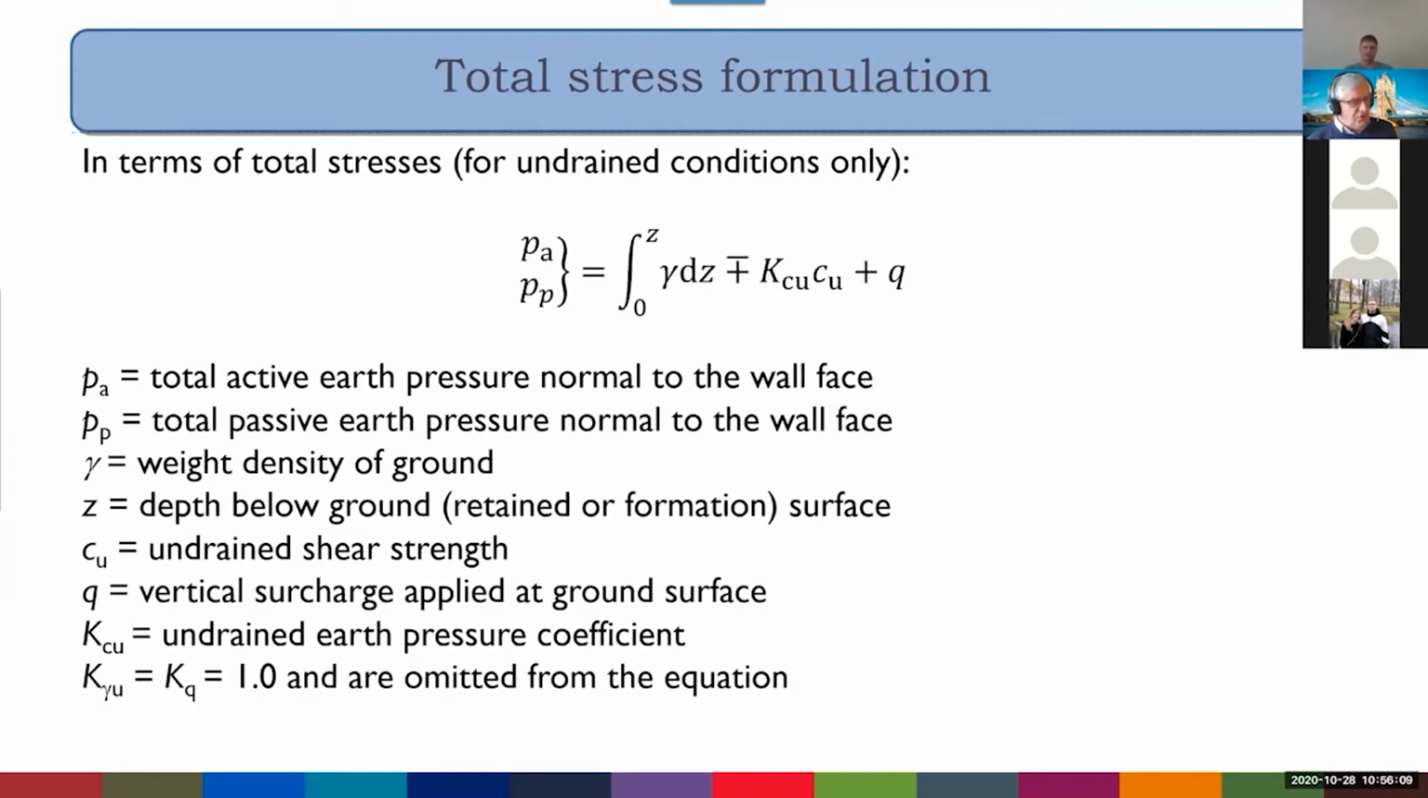But for undrained conditions, we can simplify things. And this is for clays and silts. If we have undrained conditions, we can simplify things by using a total stress analysis using the undrained strength of the fine soil. So this is a subset of the previous equation with the pore pressures removed and everything done in terms of total stresses. In this case, K gamma and Kq are equal to 1, so they disappear from the equation.